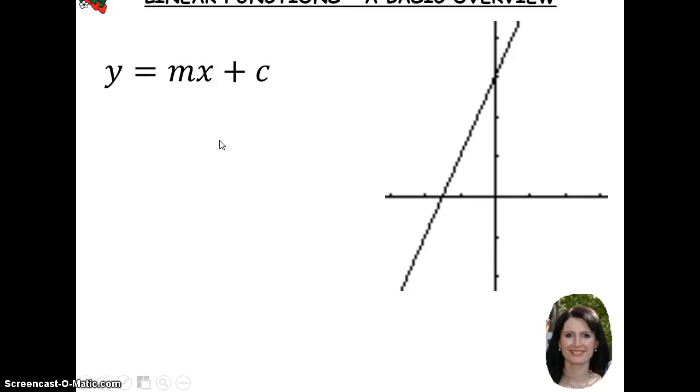Hi guys, Marketa here. Today we're going to look at graphing linear equations, and before we do that we want to just have a brief overview of linear functions.